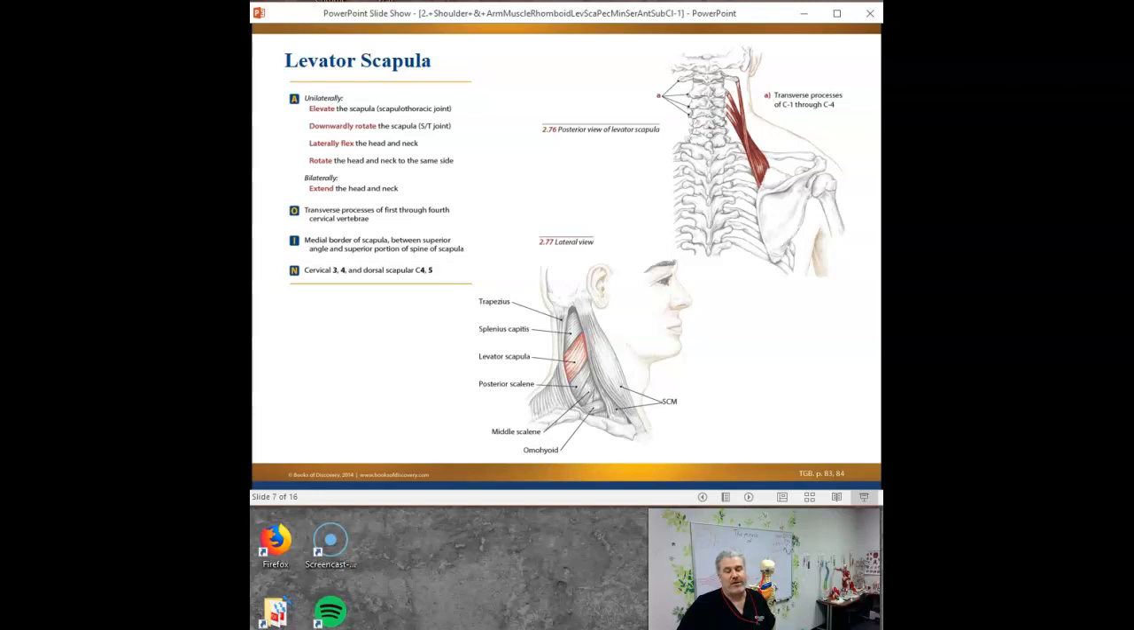And it likes to grab onto the first four spinous processes of your cervical vertebrae. Yeah? So, Miss Monreal, you are my vertebrae expert. If it likes to have an origin of the first four spinous processes of my cervical vertebrae, which cervical vertebrae are those?